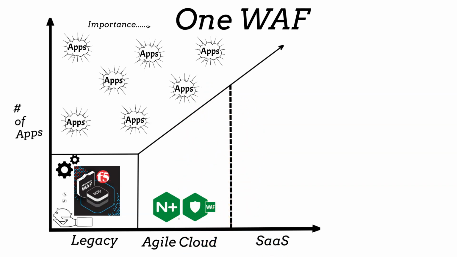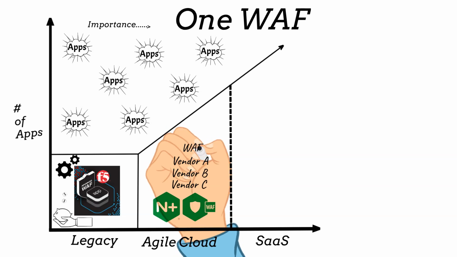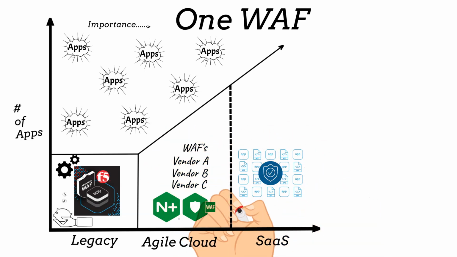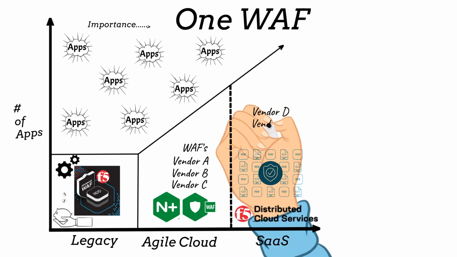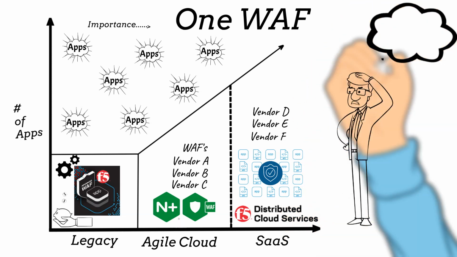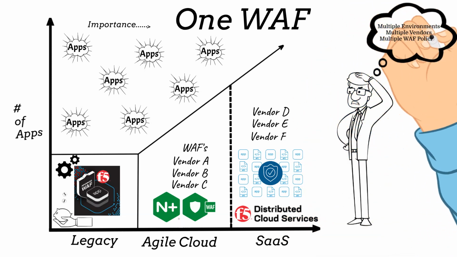While NGINX is providing the WAF capabilities, there are many other vendors, vendor A, vendor B, vendor C, providing WAF capabilities as well. Then we shift over to the SaaS WAF, and there are also many different vendors, vendor D, vendor E, vendor F. So now we have multiple environments and multiple vendors providing all of these WAF capabilities, and it creates insanity to manage it all.